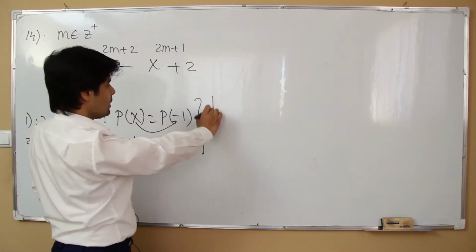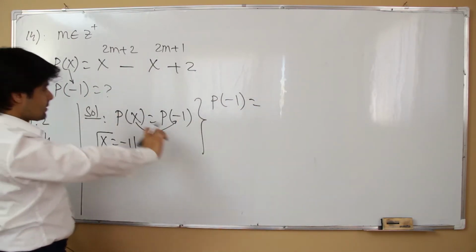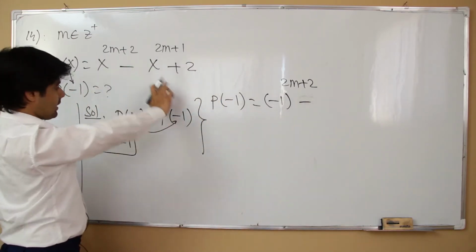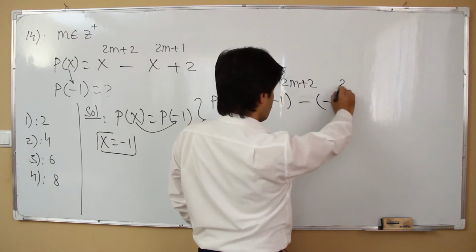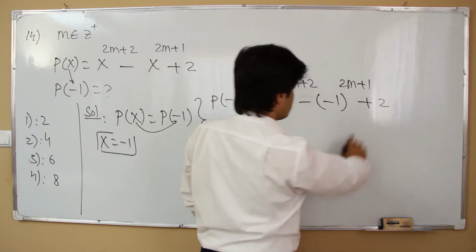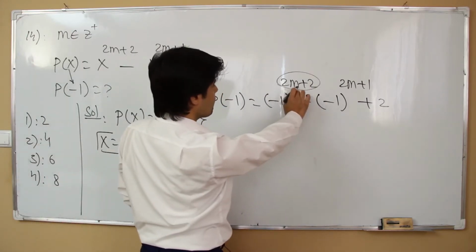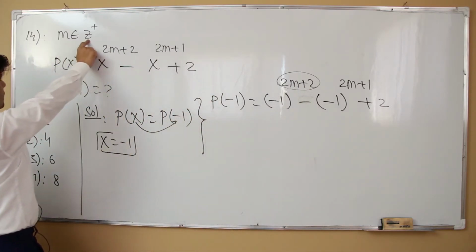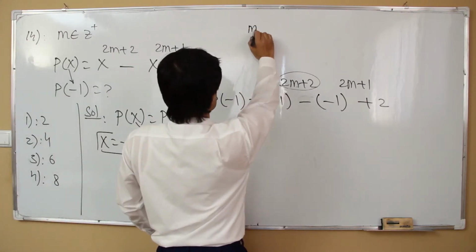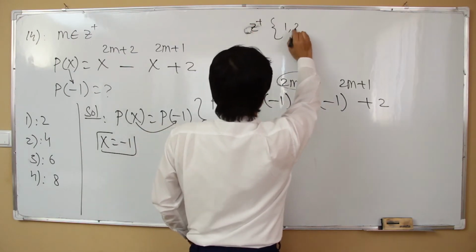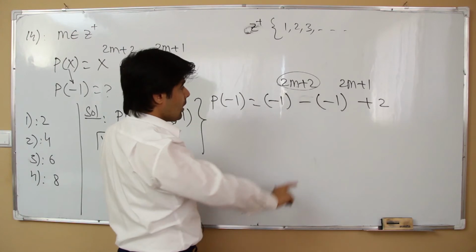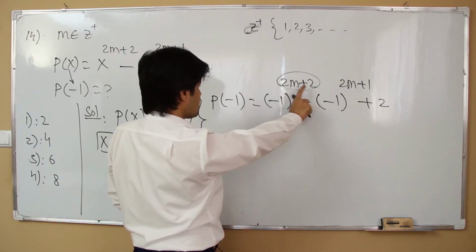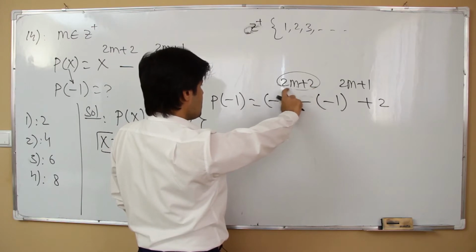Yes. Now p(-1) is, instead of x, minus 1 raised to the power 2m plus 2 minus, instead of x, minus 1 raised to the power 2m plus 1 plus 2. Now we don't know the value of m. We know the value of m is a positive integer. What are positive integers? 1, 2, 3, like this up to infinity. Now you have to put, for example, 1. 2 times 1 is 2, 2 plus 2 is 4. 2 times 2 is 4, 4 plus 2 is 6. 2 times 3 is 6, 6 plus 2 is 8. It means this is an even number.